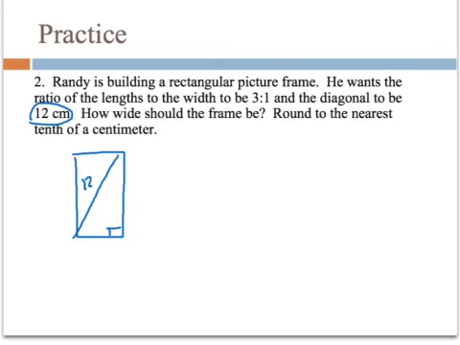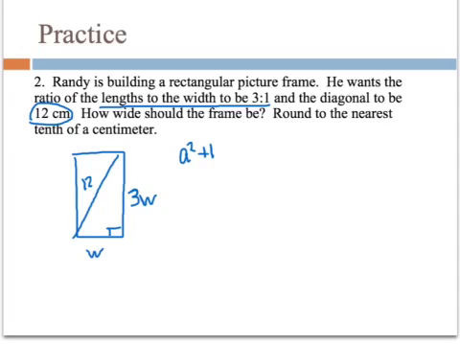And if I have a rectangle, then I'm going to have a 90-degree angle. Now this part, the ratio of the length to the width is 3:1. That tells me that the length needs to be 3 times larger than the width. So let's say the width is w. Then the length needs to be 3 times that width. Well, how can we solve for the width? If you're thinking Pythagorean theorem, you are correct.